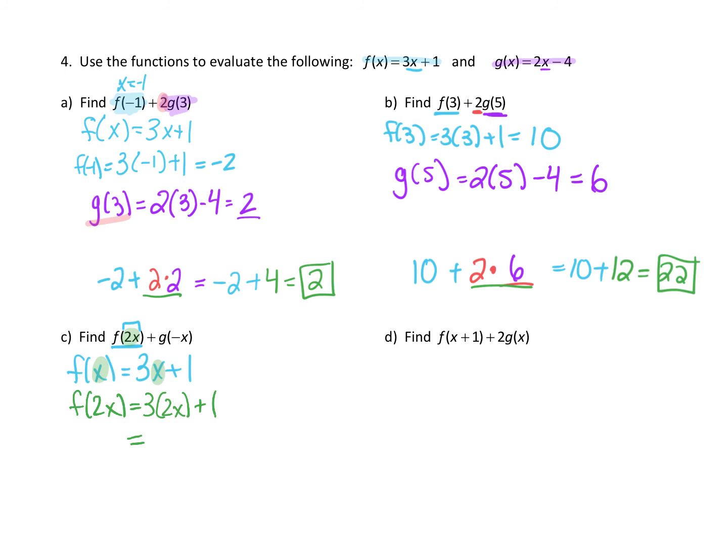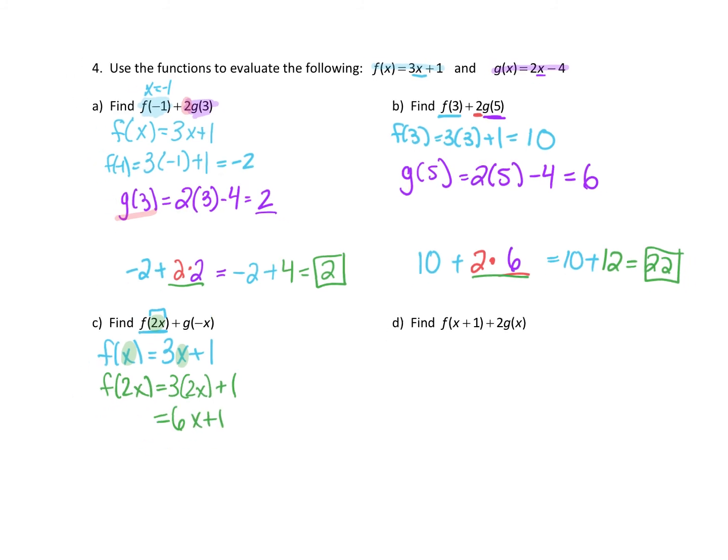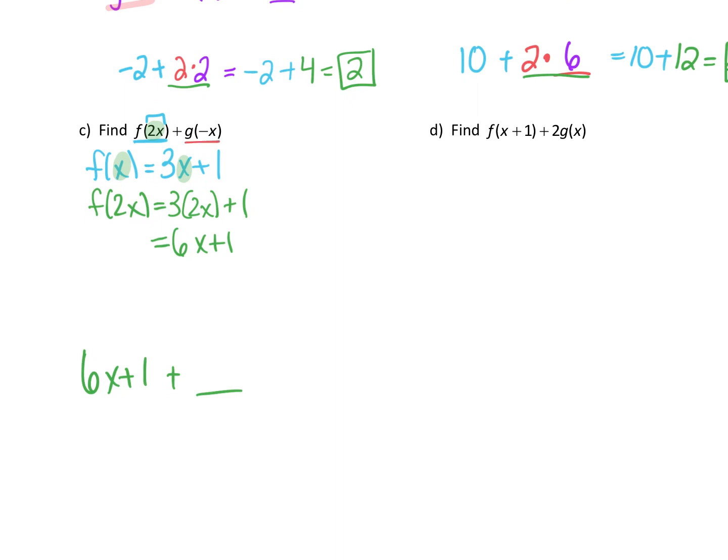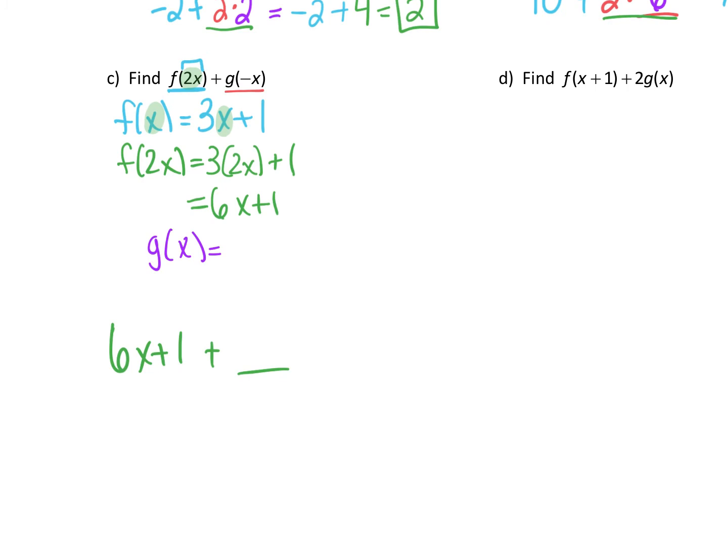So 3 times 2x is 6x. So I'm going to have 6x plus 1. So I'm going to have 6x plus 1 plus, now I need to find what g of negative x is. So same idea. I'm going to take g, which was 2x minus 4, and everywhere where I see an x, I'm going to replace it with negative x. So I'm going to have g of negative x would equal 2 times negative x minus 4. So 2 times negative x will just give me negative 2x minus 4.